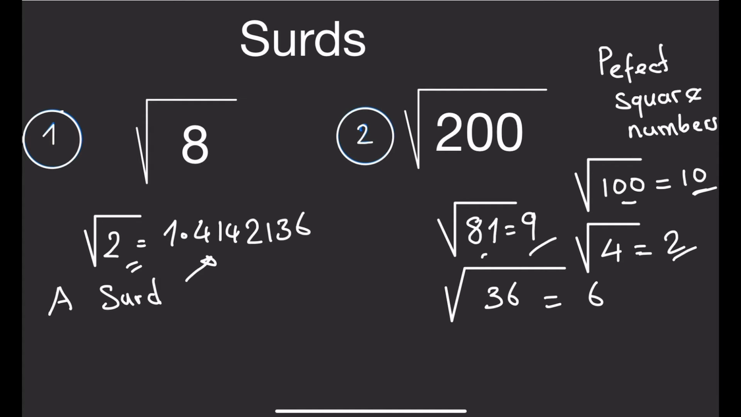A surd is a square root number that cannot be simplified as a whole number. So this number cannot be simplified as a whole number. These are square roots of perfect square numbers, so here we have whole numbers. Having the square root of perfect square numbers is very important when simplifying surds.